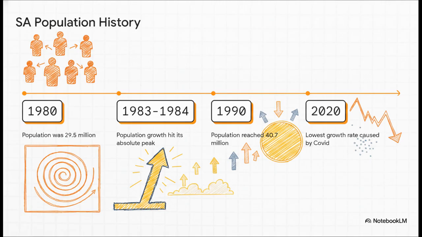Then, as we move closer to the present, there's a really stark anomaly in 2020. That marks the lowest population growth rate in modern history, a sudden, drastic drop caused directly by the COVID-19 pandemic.